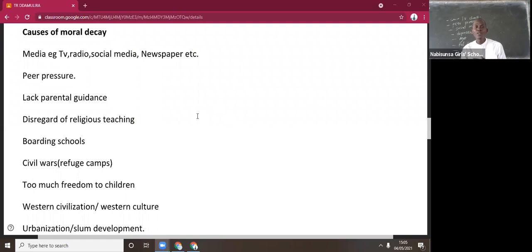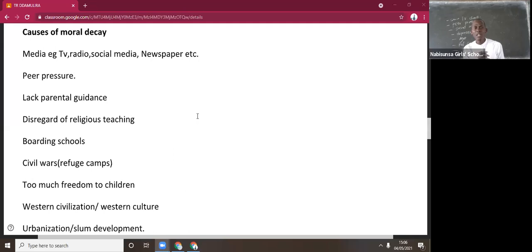Then we are talking about boarding schools. In boarding school, you are many, the teachers are few. So there is no one-on-one help for someone. So that thing has affected our environment. Now the parents don't have time, and even when they take you to school, the teachers don't have time.